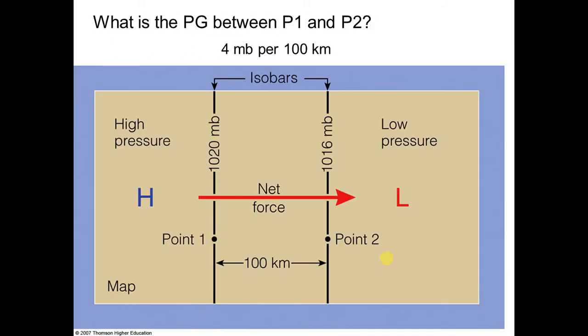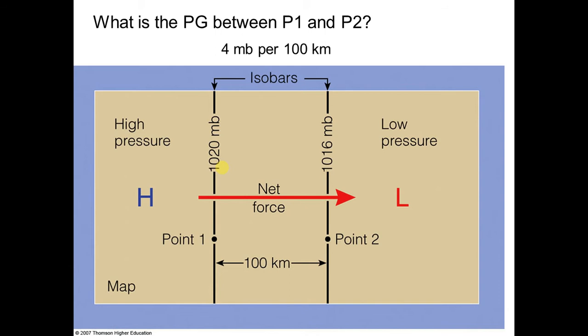Here's a figure from the book showing a region of high pressure here on the left side, shown by the blue H. Blue H means a surface high pressure system. Red L means a surface low pressure system. Here are two isobars. Remember, they're on surface maps. They're drawn at 4 millibar intervals.